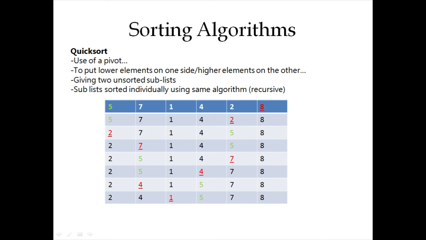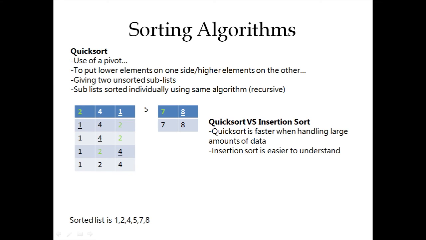A quick sort is faster when handling large amounts of data. An insertion sort is easier to understand and is faster for small amounts of data. If you think about it, you could use a quick sort to sort a large list and then an insertion sort to sort the little sublists. But they won't ask for this in the exam.